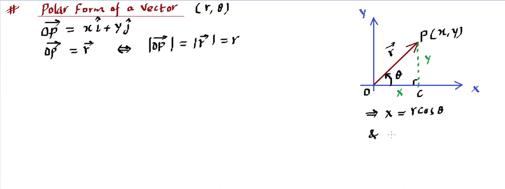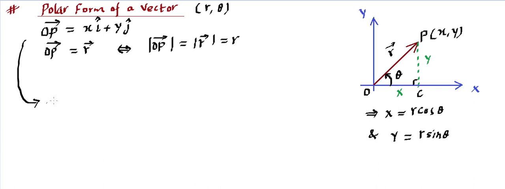Similarly, we can get the Y value. Y is going to come out as R sin theta. So the point is, if R and theta are known to us, we can always write the X coordinate as R cos theta and the Y coordinate as R sin theta. That means this point P can be written in terms of R and theta as (R cos theta, R sin theta). Now let's substitute these two values in this position vector OP.